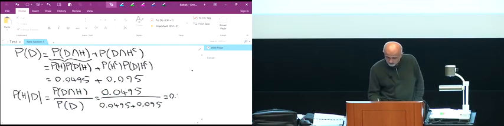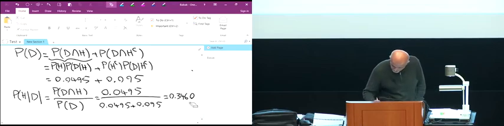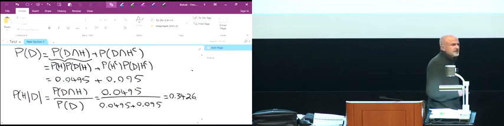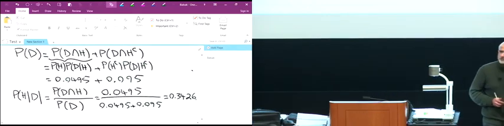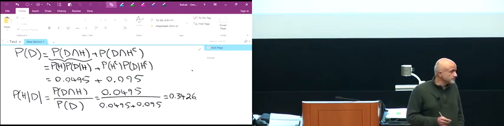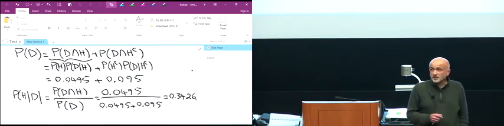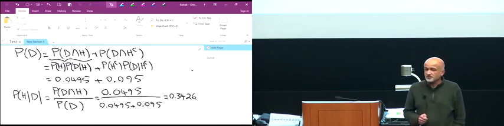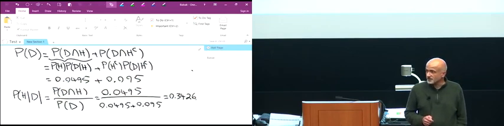Point what? 0.3426. 256. Let's round that to 0.34. Is that good? The test declares the person as infected, but the probability that the person is actually infected is only 34%.